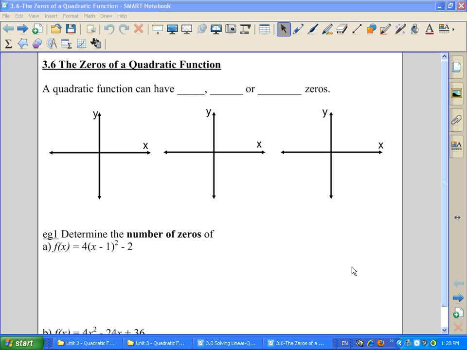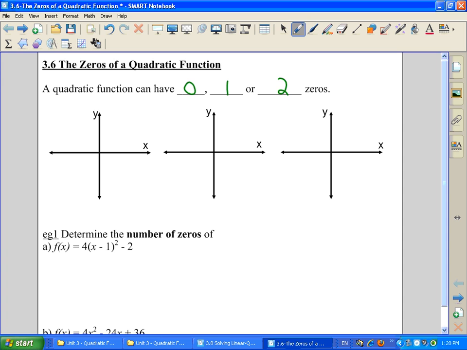Class, and welcome to lesson 3.6, the zeros of the quadratic function. Just remember, ladies and gentlemen, that the zeros are the same as your x-intercepts, same as your roots, and same as your solutions. So today we're going to be focusing on the number of zeros, not specifically where the zeros are at on the x-axis, okay? So just remember, folks, for a quadratic function, you can have either 0 zeros or 0 roots, or 1 zero or 2 zeros. Let's graphically show how that appears.